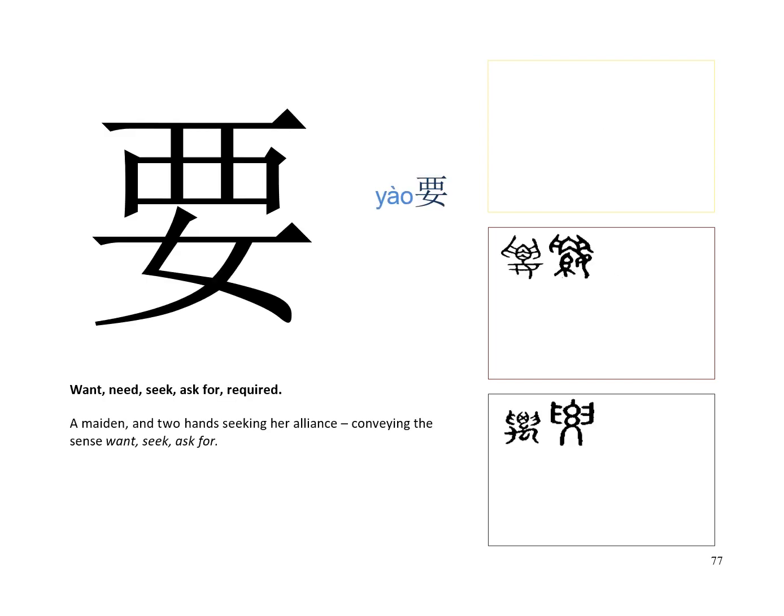The form of Ya, which means desire, that is the form of a woman and the form of two hands. The combination is intended to convey the meanings desire, want, need, and so forth. But in a more profound symbolic sense, this has deeper senses.